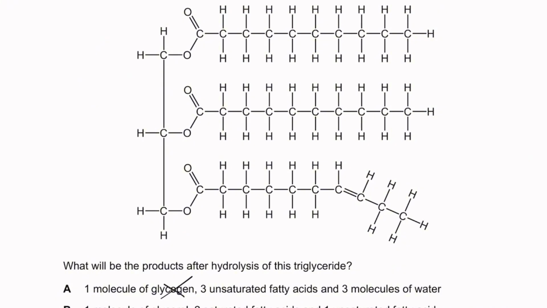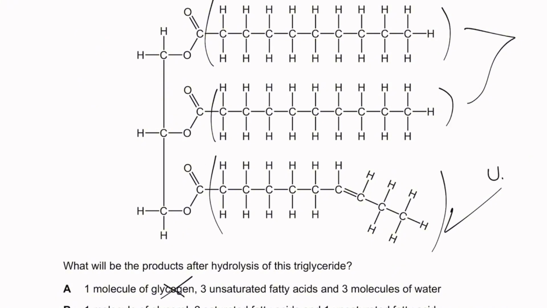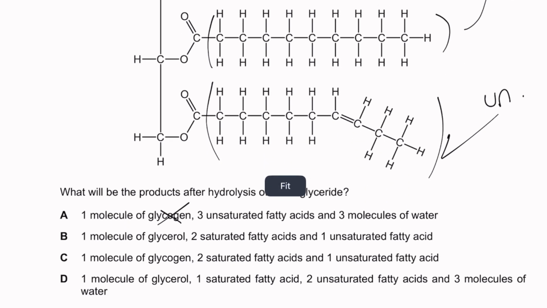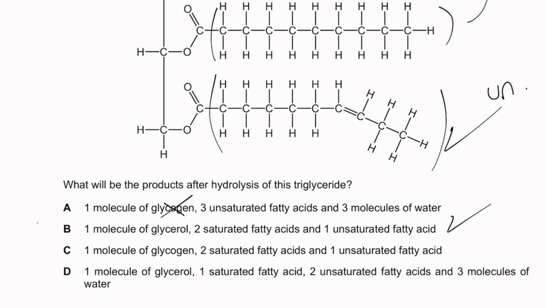To be unsaturated, this means that one of the bonds that you have is a double bond or more. So here we have an unsaturated fatty acid, but both of these have no double bonds. So we're looking specifically at the hydrocarbon chains. There's no double bonds here, there's no double bonds here, there's a double bond here, so this is unsaturated. These guys are actually saturated. So then we have 2 saturated and 1 unsaturated, which is B. 1 molecule of glycogen, 1 molecule of glycerol, 1 saturated, 2 unsaturated is wrong.